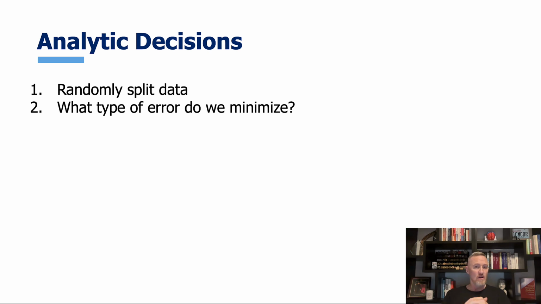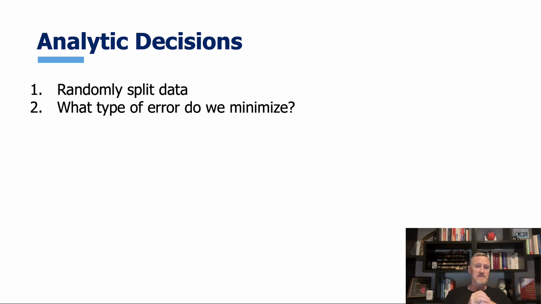What type of error are you going to try and minimize? Are you going to try and minimize error from a precision perspective, so that when you say it's the object, it's the object? Or are you trying to minimize recall? Do you find all of the objects?